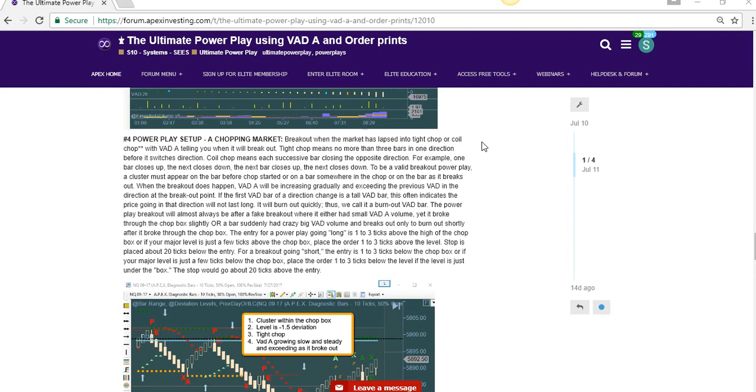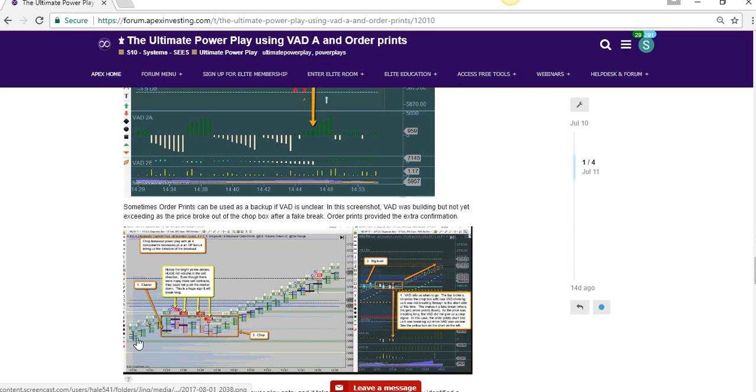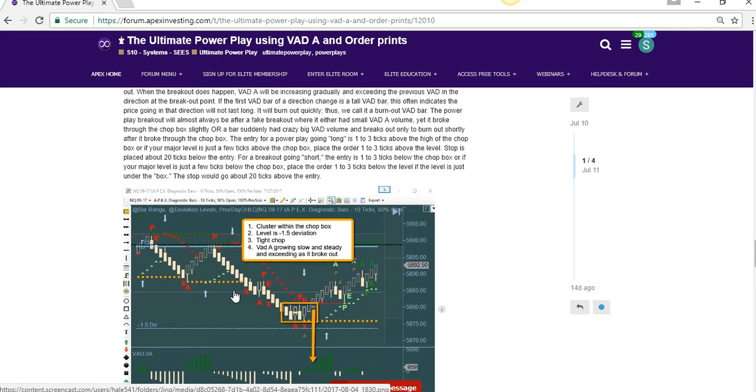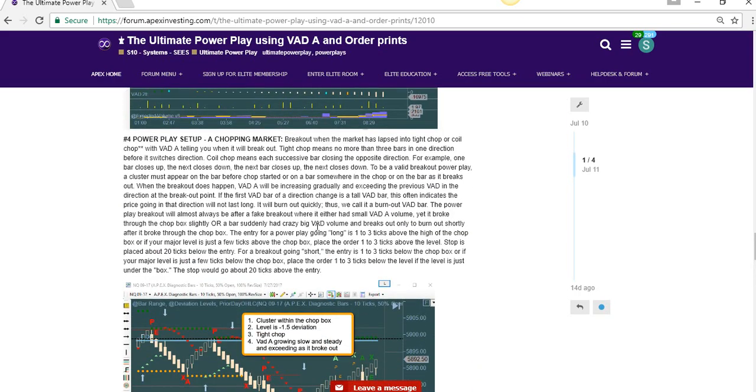Okay, so we're looking for a breakout when the market has lapsed into tight chop or coil chop, with VAD A telling us when it's going to break out. Now, what do you mean by tight chop? Well, right here, tight chop means no more than 3 bars in one direction before it switches direction. Like for example, right here you see 2 bars down and 1 bar up and 2 bars down and 3 bars up. It's kind of just up down little wavy, right? So we define tight chop as no more than 3 bars in one direction before it goes another direction.